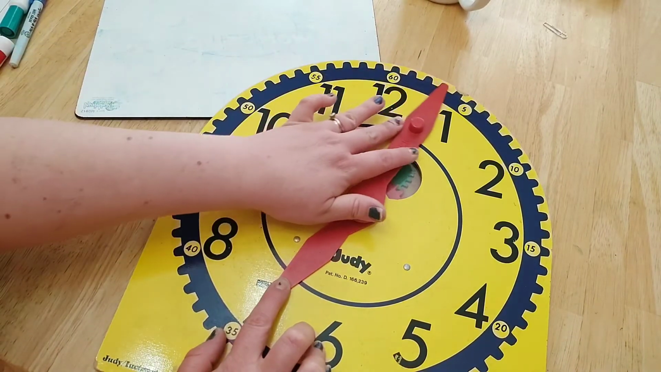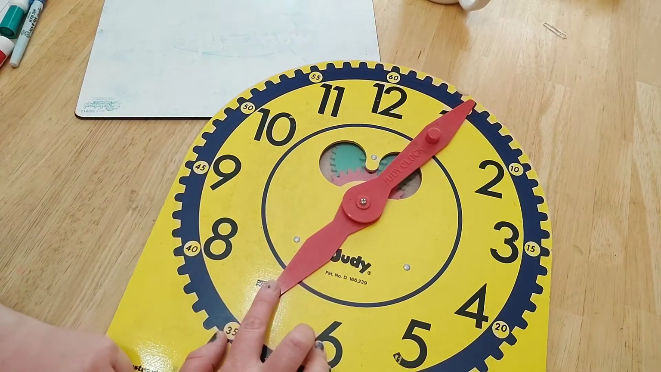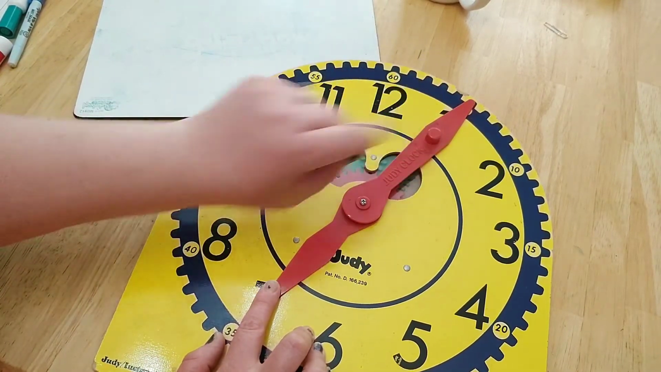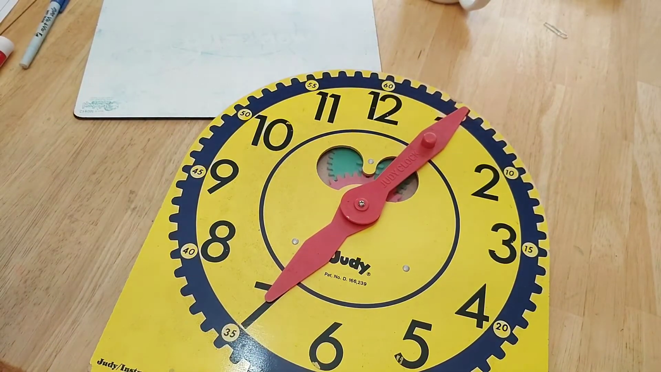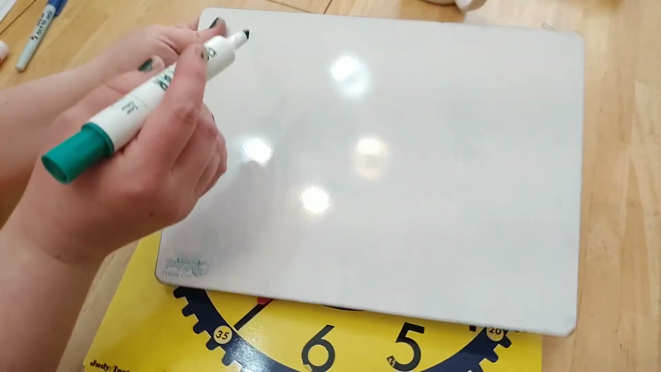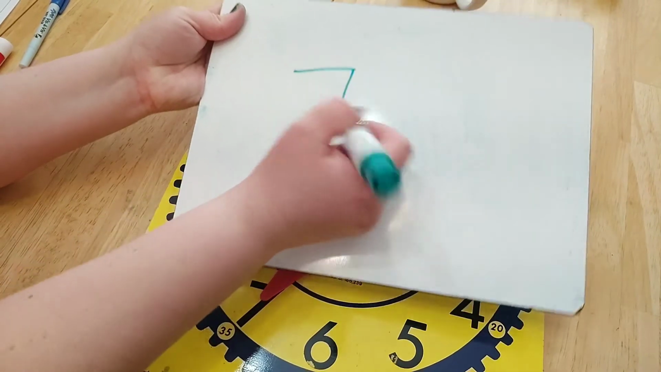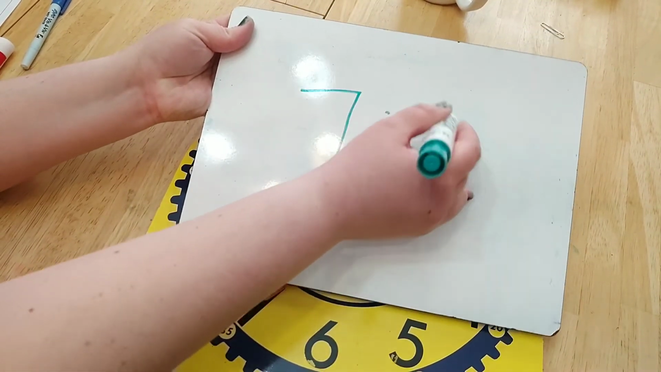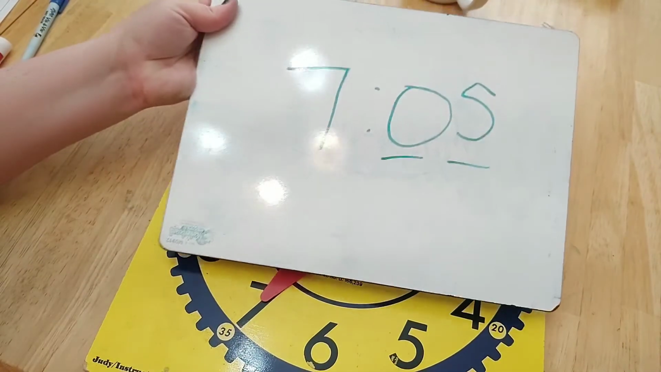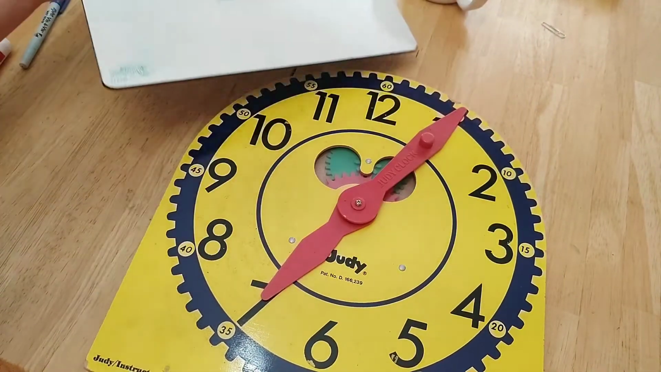So here, I have the minute hand on the 5. So it's 7, 5, but there has to be 2 digits for the minutes. So when I write this time, it's going to be 7:05. There has to be 2 digits after the 2 dots, okay?